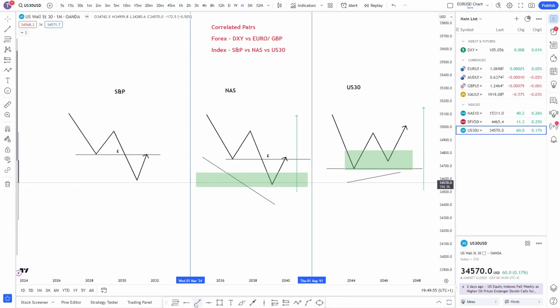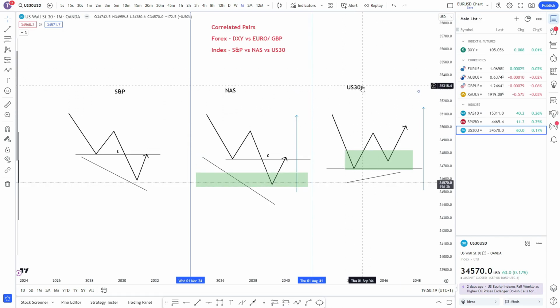Now, what you'll notice in this situation is the S&P is moving lower. We have taken out the sell side liquidity right here. Price is looking to move higher. We've got the same thing on NAS. We've got price moving lower in this situation here. It's taken out that liquidity. And US 30 is not behaving the same way.